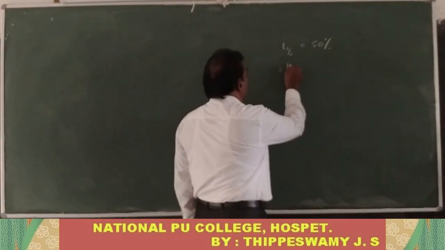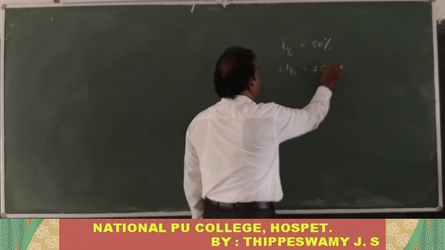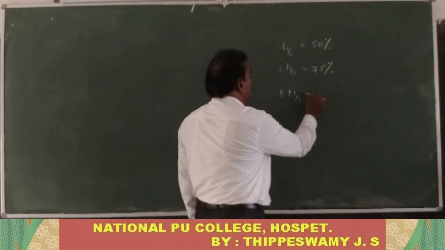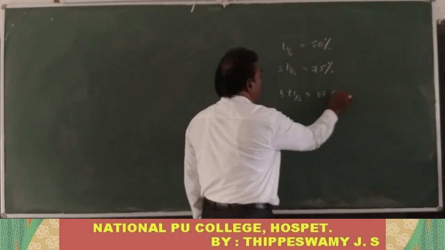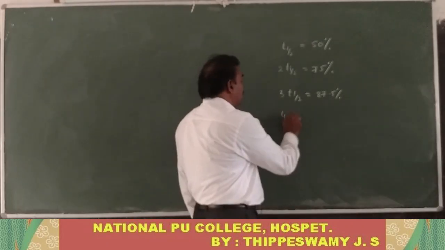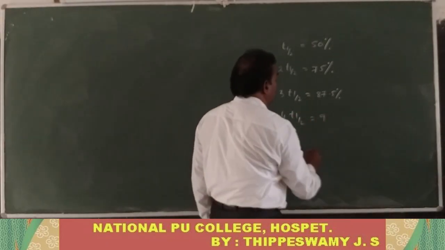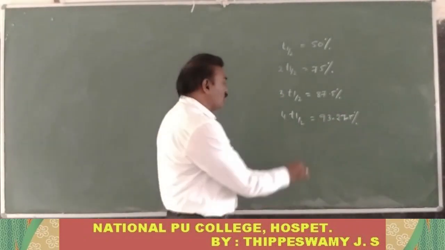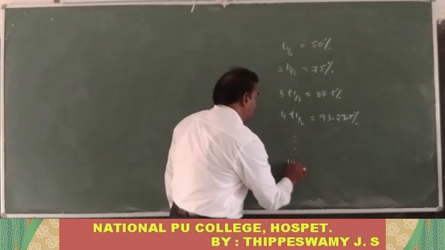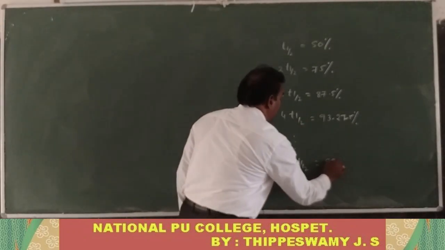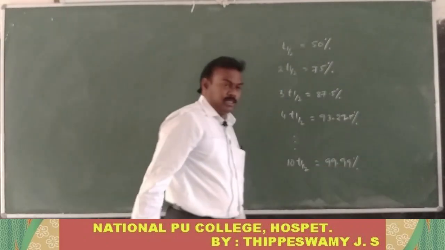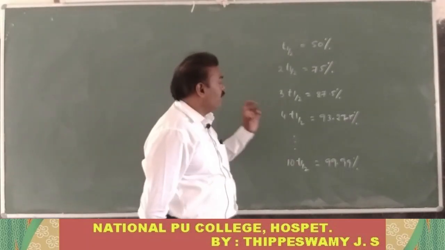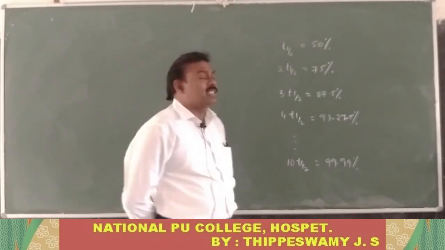Now 2 into T half is equal to 75% completion of the reaction. Suppose 3 into T half is equal to 87.5% of the reaction. Similarly 4 into T half is equal to 93.75%, like this. If you just go on like this, 10 into T half is equal to 99.99% completion. This is just a hint about the half-life period of a reaction and how much reaction is completed.